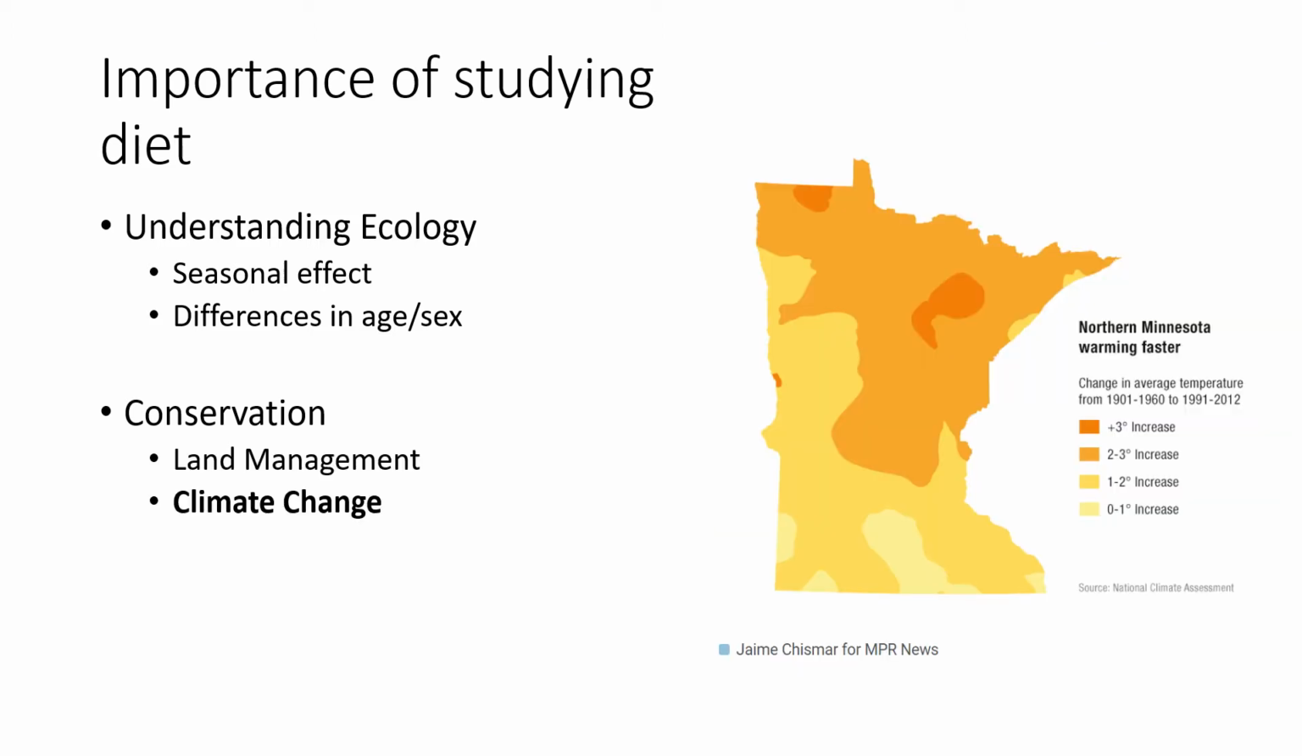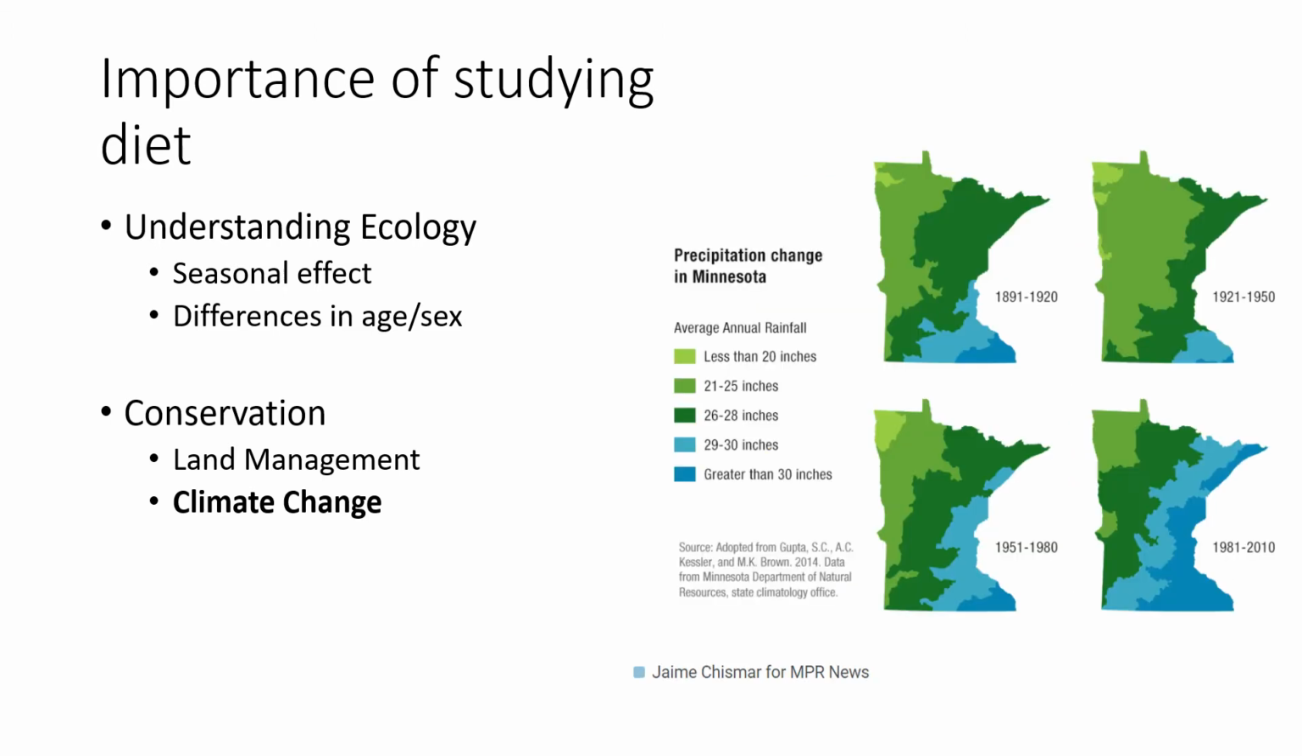Arguably, the greatest conservation concern of our generation is climate change. Northern Minnesota is warming quickly and also seeing an increase in rainfall. We know this change in climate is going to alter our forests in northern Minnesota. Changes in habitat type may change prey availability, and we don't know how this will affect raptors. And so by studying diet, we can try and predict how climate change will affect raptor populations.